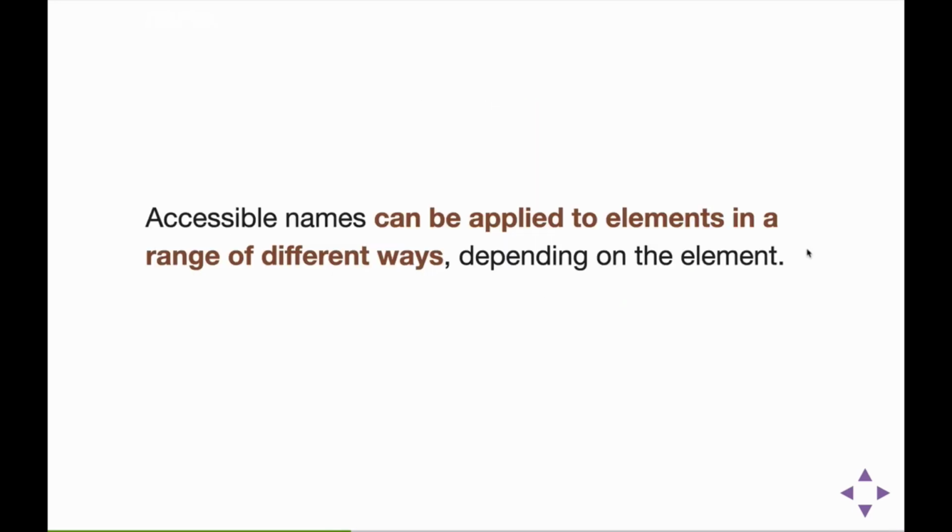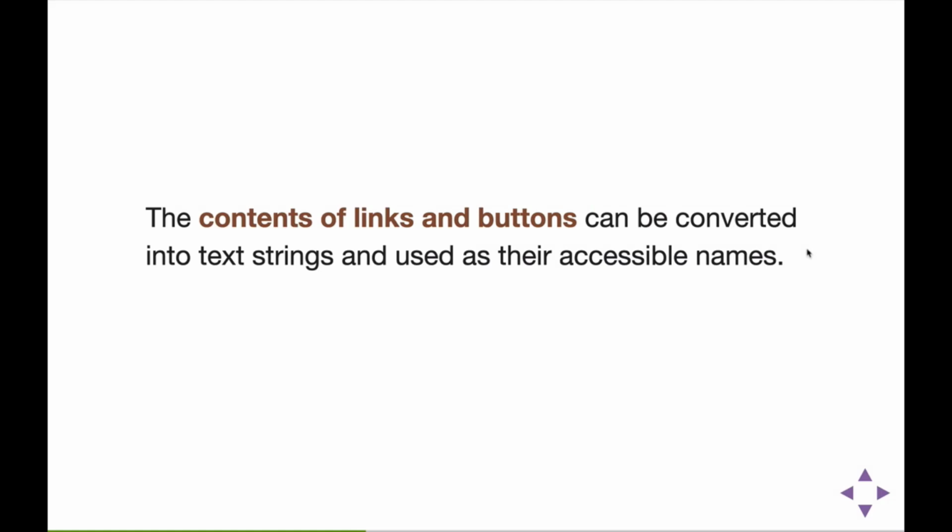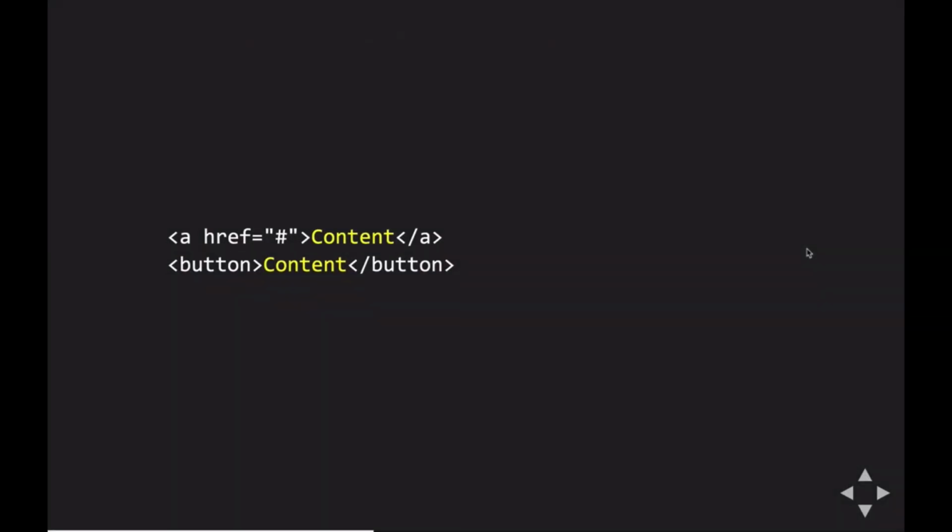Now, accessible names can be applied to elements in a wide range of ways, depending on the element itself. For example, the contents of links and buttons can be converted into text strings and used as their accessible names. Here we have two lines of code. We have the A element and the button element. So we have href, and inside the start and end tags, we have content. And then we have a button start and end tag, and inside content. So those two pieces of content become the accessible name for that element. It's not the only way, but that's the best way we can provide accessible names for those elements.